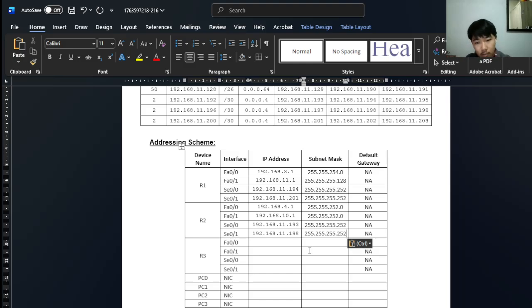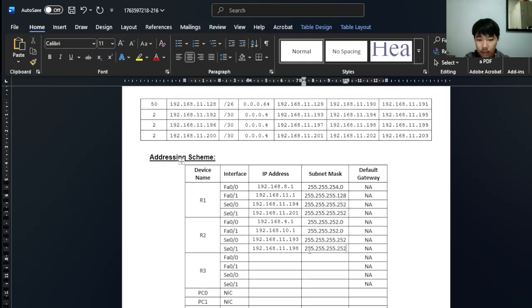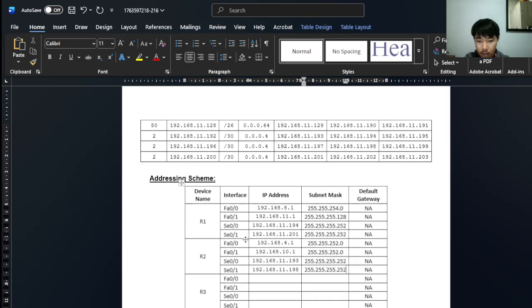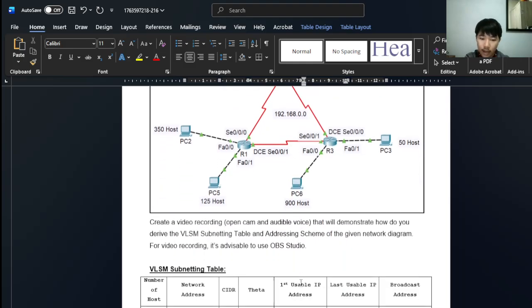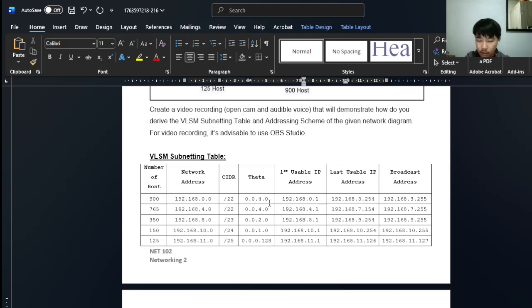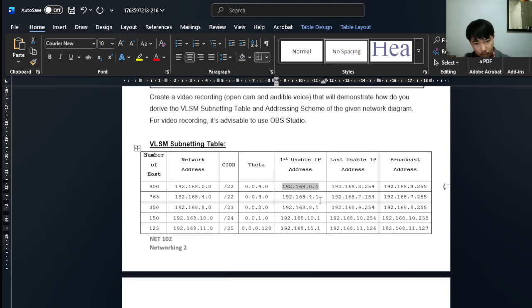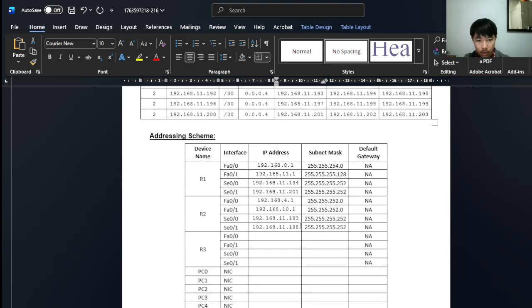So now let's proceed on the router 3. For the router 3, the Fast Ethernet 0, router 3 Fast Ethernet 0. Here, the 900 host has the first usable IP address of 192.168.0.1.